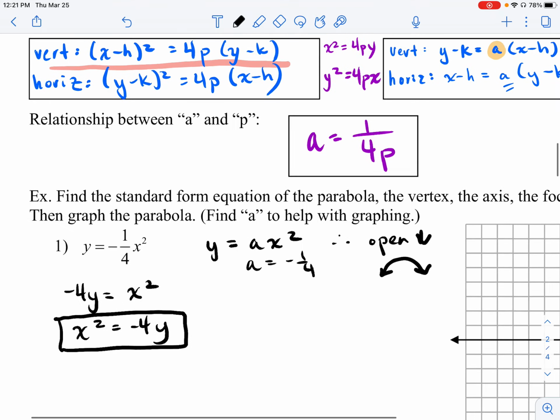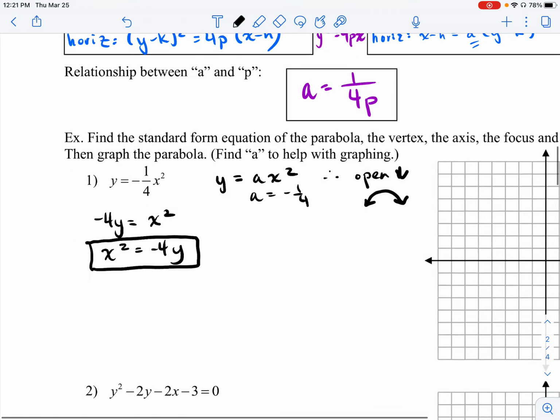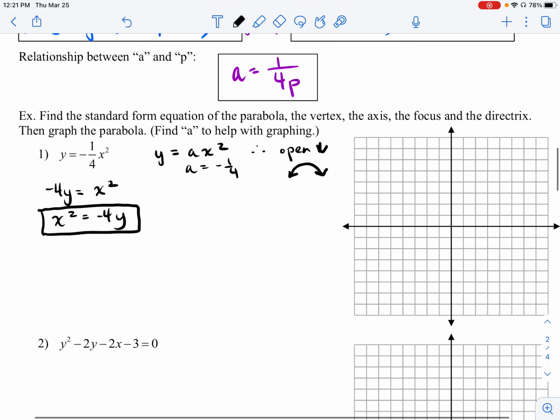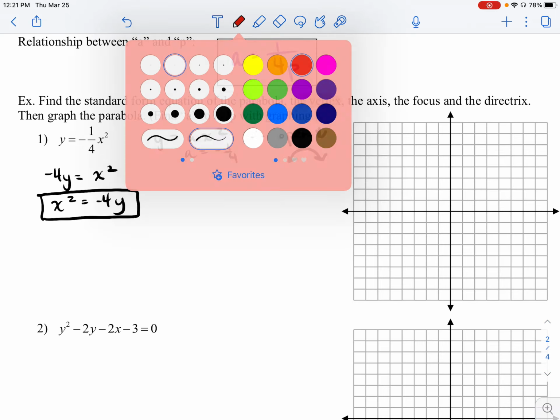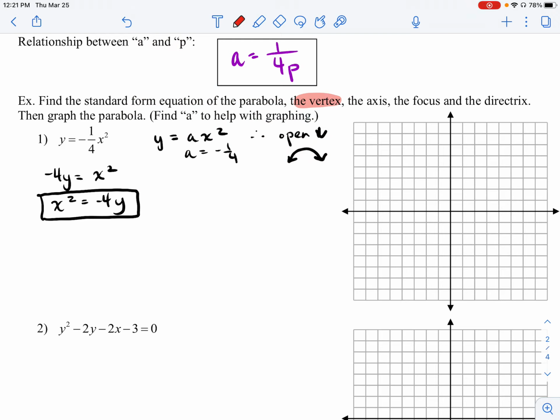Well, from this, what can we determine? We're asked to do quite a bit here. We already figured out the standard form, but let's also figure out our vertex, axis, focus, and the directrix. Let's start with our vertex since we already have the standard form. Well, we know that our h value appears to be 0 and our k appears to be 0, because we're not subtracting any number other than 0 from x or from y. So our vertex is just at 0, 0.